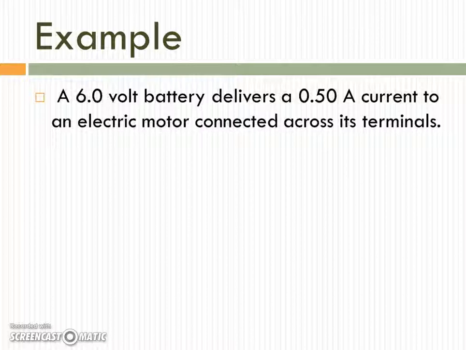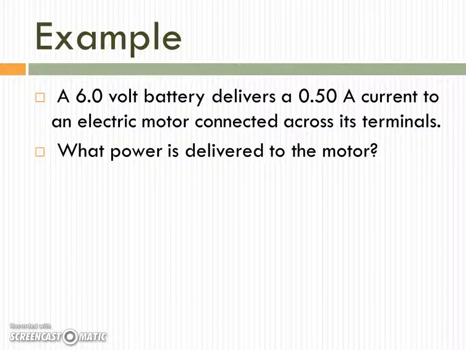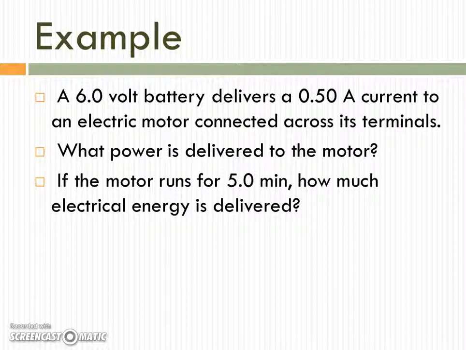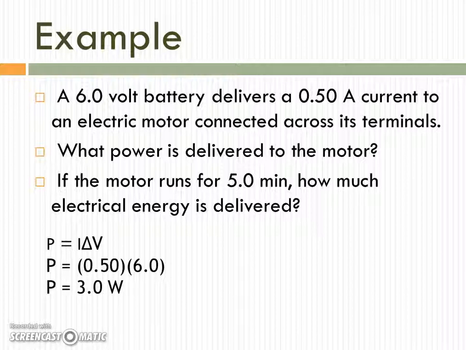So here's an example. A 6.0 volt battery delivers a 0.5 amp current to an electric motor connected across its terminals. I want to know what power is delivered to the motor. And then I want you to find, if the motor runs for 5 minutes, how much electrical energy is delivered. So P equals IV, we're looking for power. That was the first question asked. So we have our I, that's 0.5, and we have our V, that's 6. So 0.5 times 6, 3 watts.